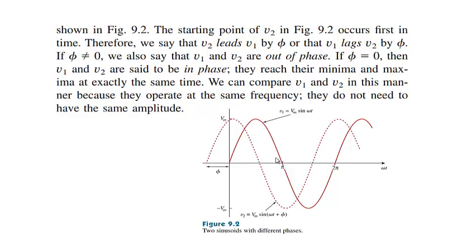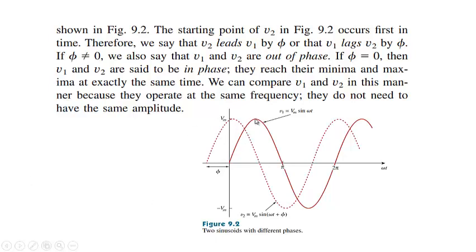They have only the phase difference. They have the same amplitude, and they have the same time period. The starting point of V2 in the figure occurs first in time. That means V2 is leading V1, or we can say the peak of V2 comes before the peak of V1. That means V2 is leading V1 by an angle of phi. Therefore, we can say V2 leads V1 by phi, or V1 lags V2 by phi.